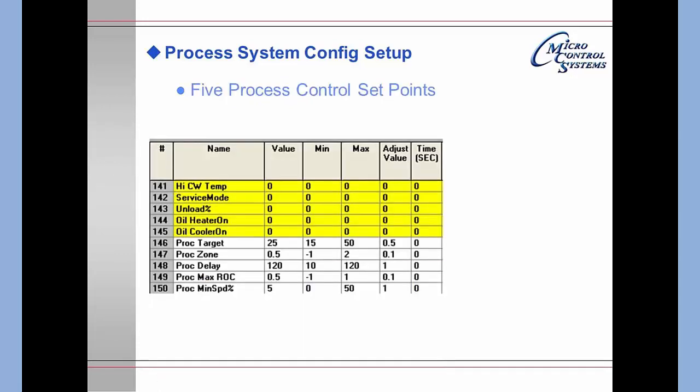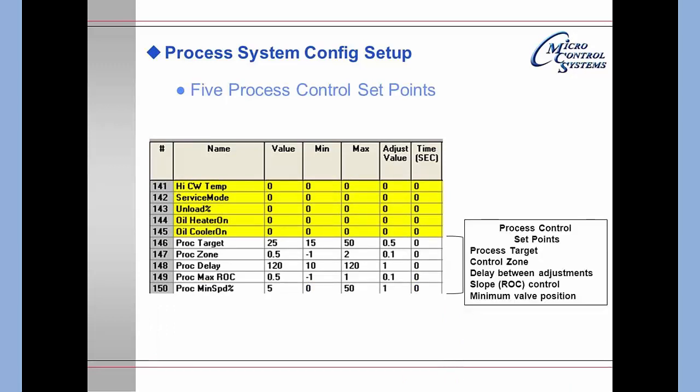Okay, there are 5 process control set points. They are the process target, which in this case we have set for 25 degrees C. There is the zone that we are going to allow it to operate in. So we are telling it we want it to be 25 degrees C plus or minus a half a degree. Then we have a process delay that says you are to look at the system every 2 minutes or 120 seconds and make a decision whether we need to open or close the valve to maintain the process target where we have set it.